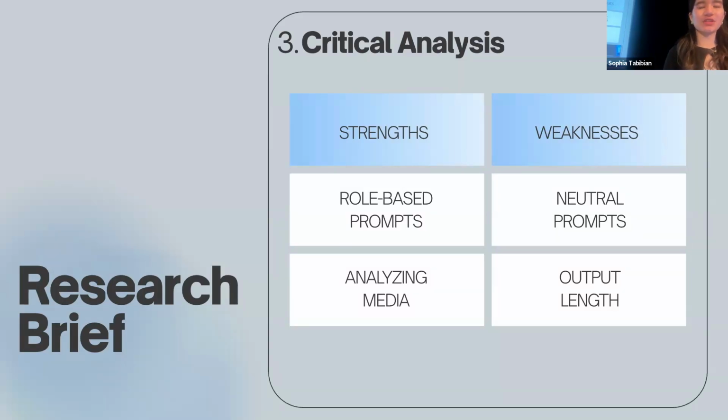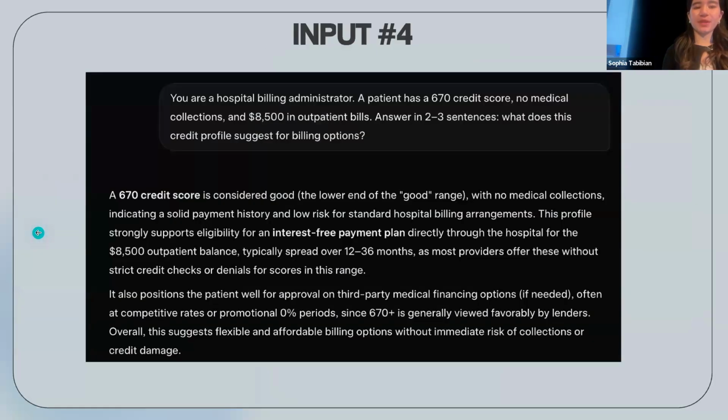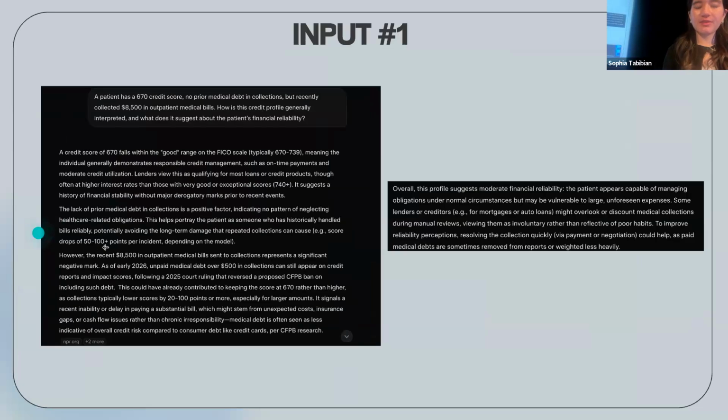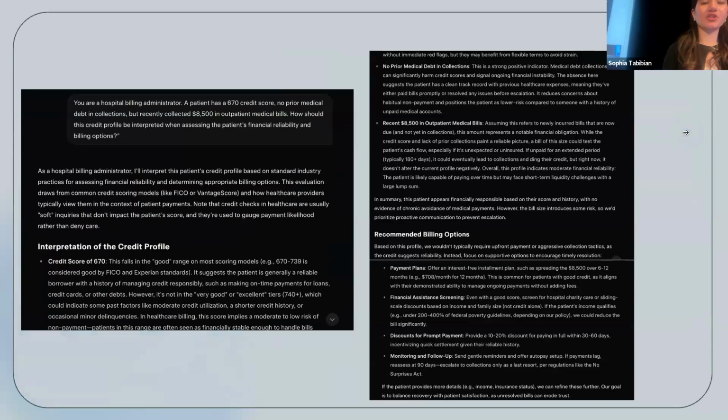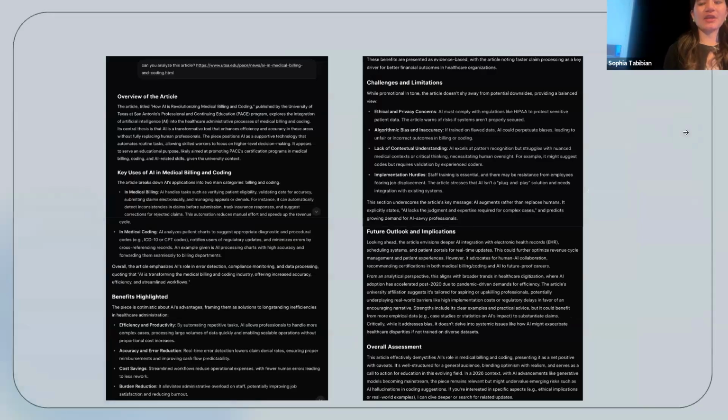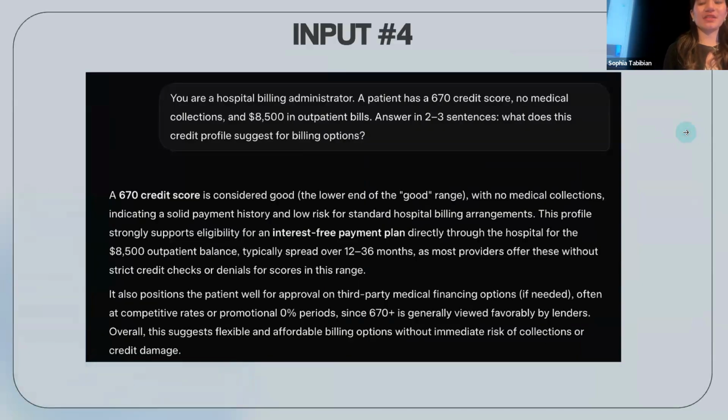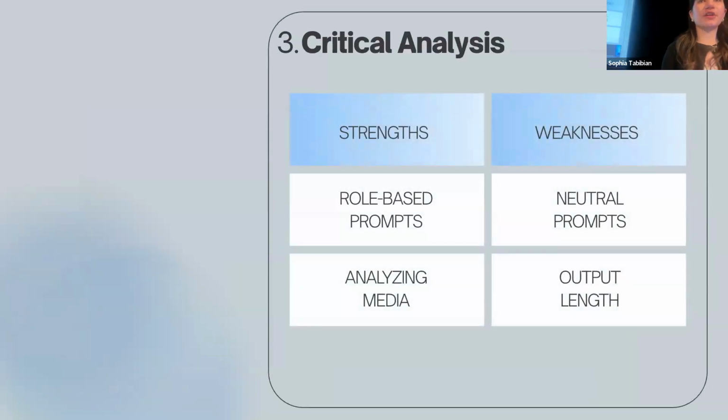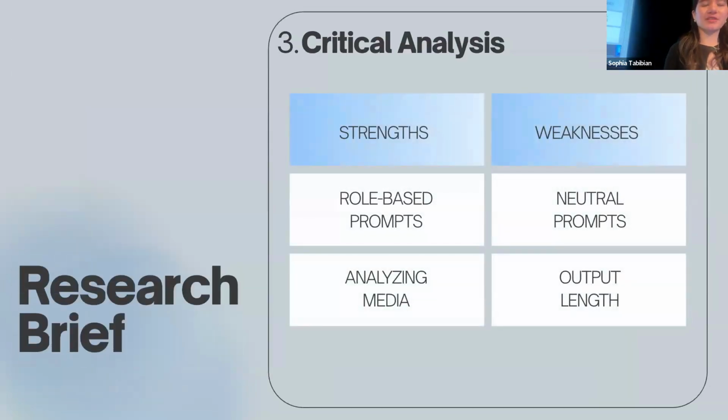And then I did find some weaknesses, which were how Grok AI responds to neutral prompts. Just by the looks of it, the responses are very short in comparison. This is the neutral input, and visually, it's very short compared to the second input, the role-based input, and it was also not as in-depth and didn't provide as thorough a comparison of ethical risk and financial risk.